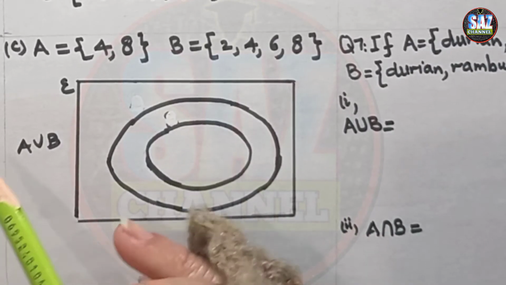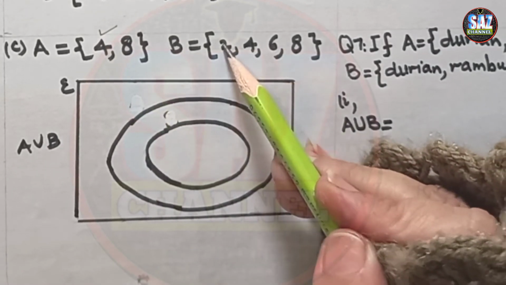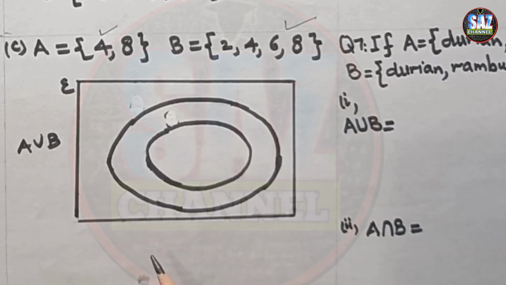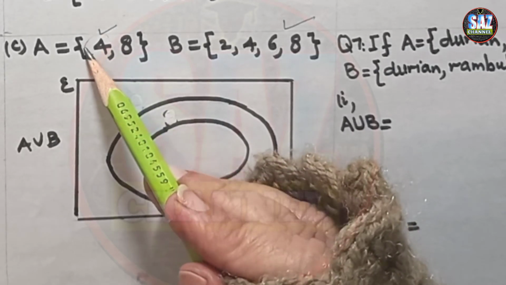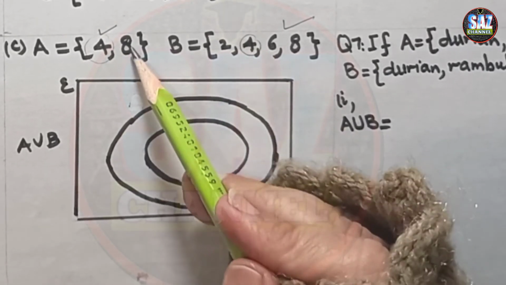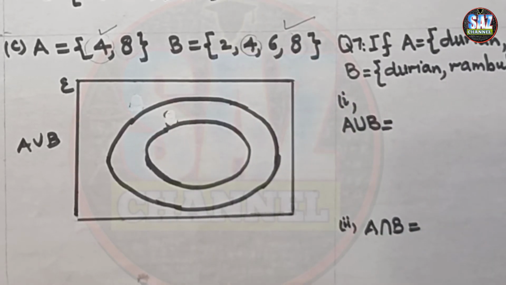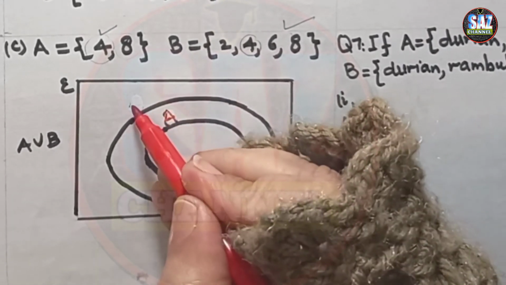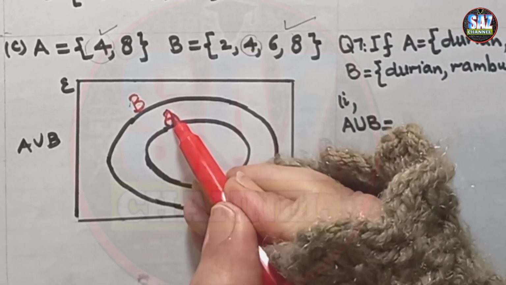The next part says that A is containing the elements 4 and 8 and B is containing the elements 2, 4, 6 and 8. And we have to draw the Venn diagram to represent the union of this situation. Now, first of all, we have to observe both the sets carefully. We can see elements 4 and 8 are coming in set B, means set A is completely coming in set B. So that means that A is the subset of set B.